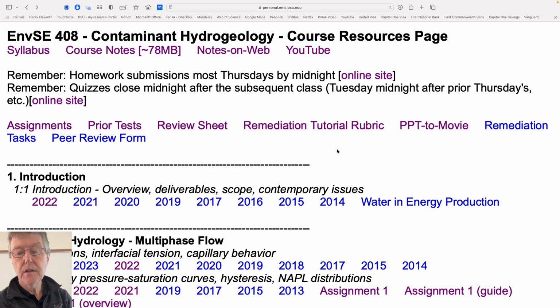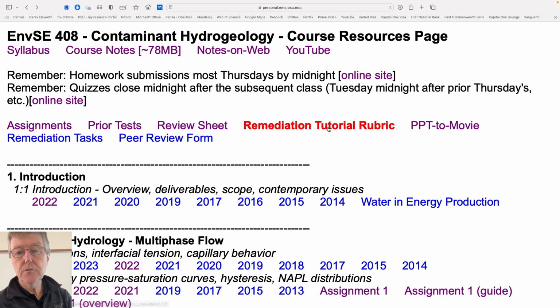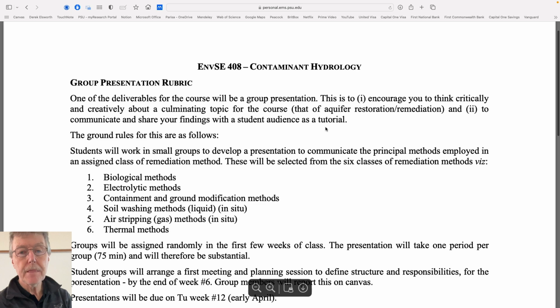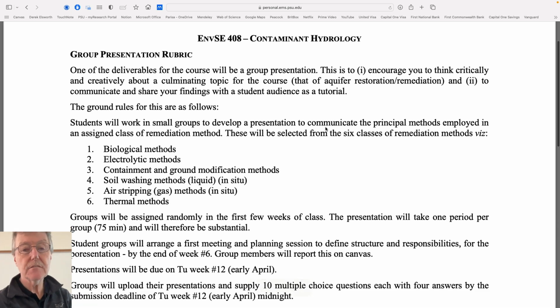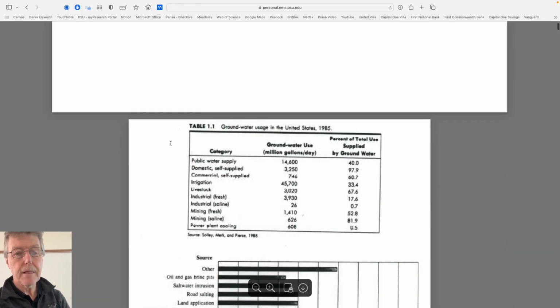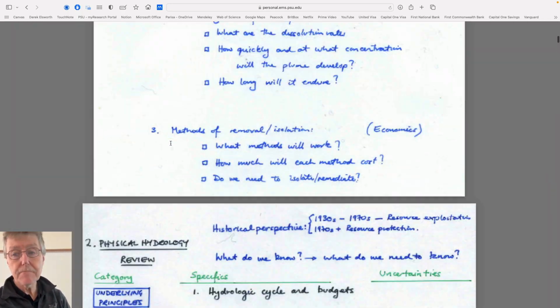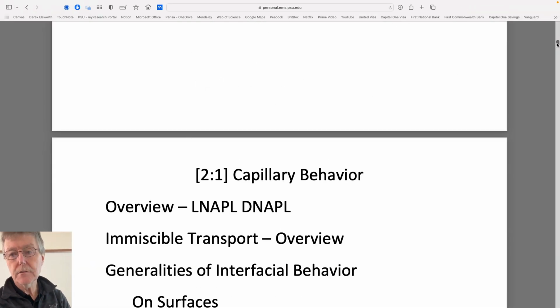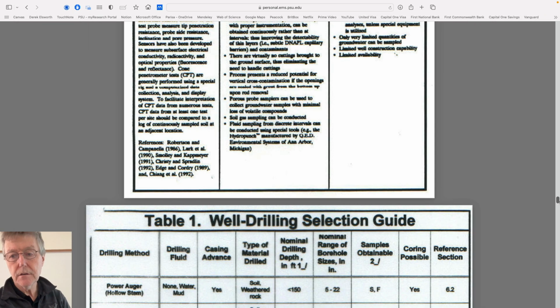What else? Remediation tutorial. The background for this, I guess we can talk in more details. There are 6 topics, 6 different ways of being able to remediate sites, and those are the 6 that are there. Those methods are actually included in the course notes, right at the end of it. I guess I won't do that, I'll go through this.